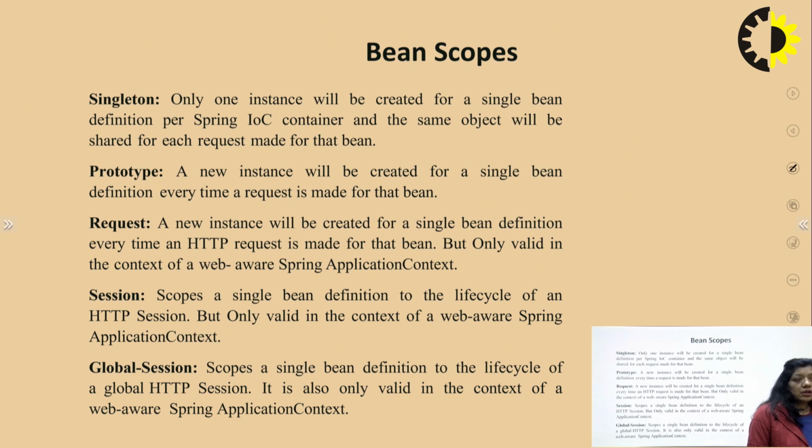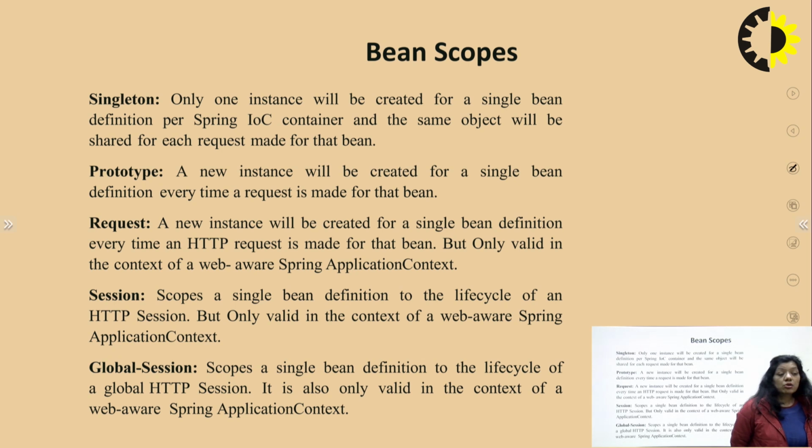Bean scope. First one, singleton. Only one instance will be created for a single bean definition per Spring IOC container, and the same object will be shared for each request made for that bean. Prototype means a new instance will be created for a single bean definition every time a request is made for that bean. Request means a new instance will be created for a single bean definition every time an HTTP request is made for that bean, but only valid in the context of a web-aware Spring application context.